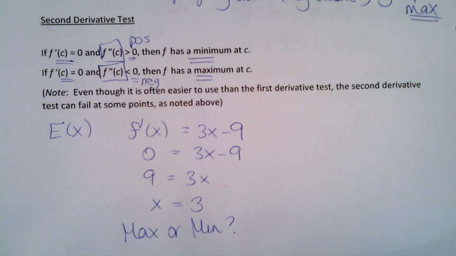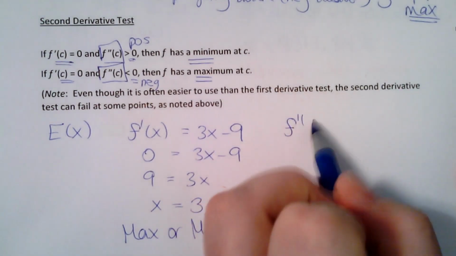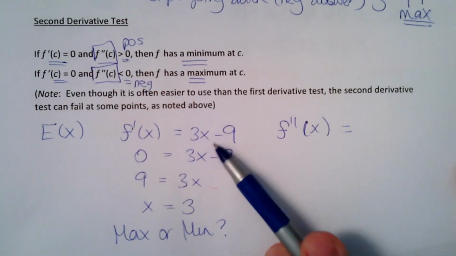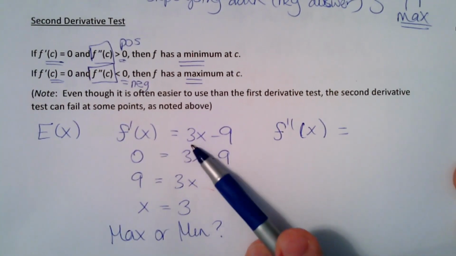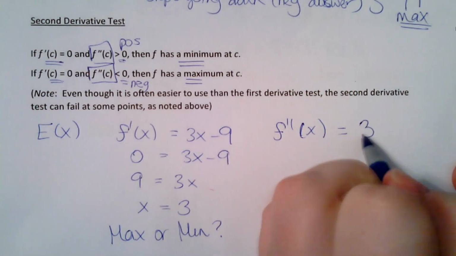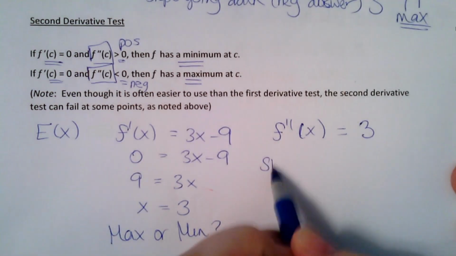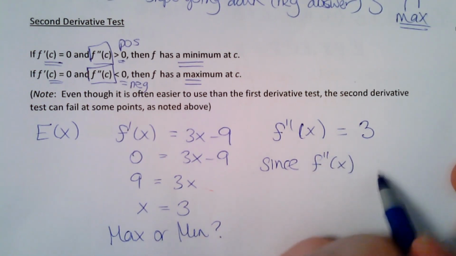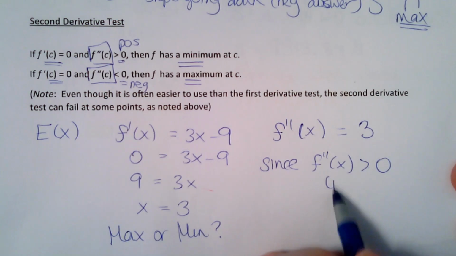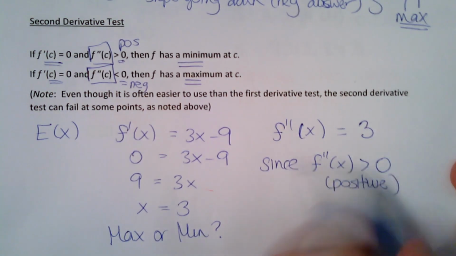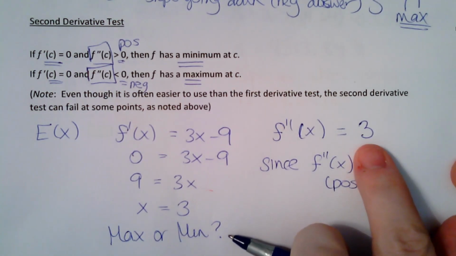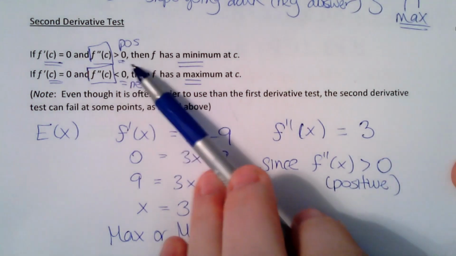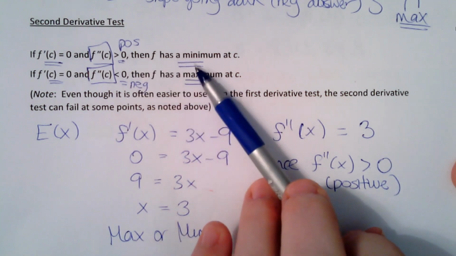Max or min? Well, the second derivative test says, take the derivative once more of the function. When I take the derivative of 3x minus 9, I get 3. Since f prime prime x is greater than 0, positive, right? That derivative is positive. I don't even have to sub anything in. It's always going to be positive. It's a constant. So because this is positive, I have a minimum.